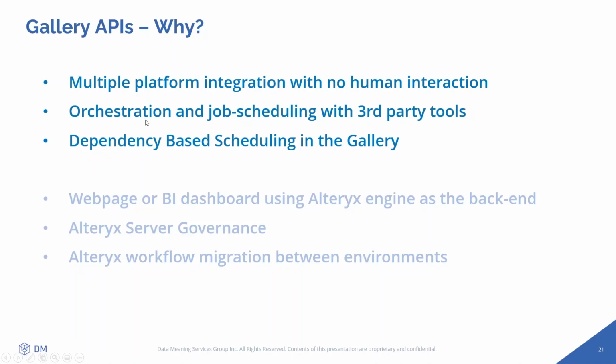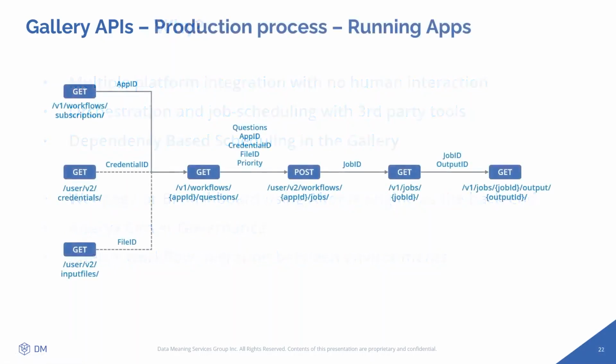There are a few other reasons why you can use gallery APIs. For example, you can use Alteryx Server as the backend of your web page or your BI dashboard to run specific analysis. You can also work with the server governance through APIs, and you can also use those to migrate workflows between environments from dev to prod, for example. Let me show you one example of those APIs.